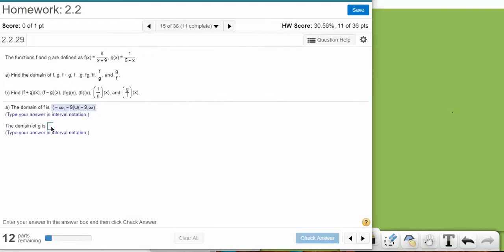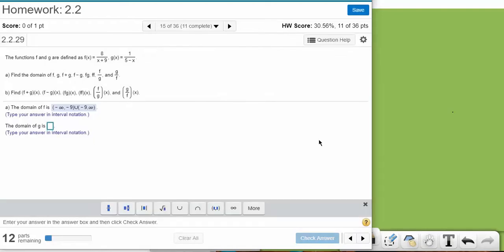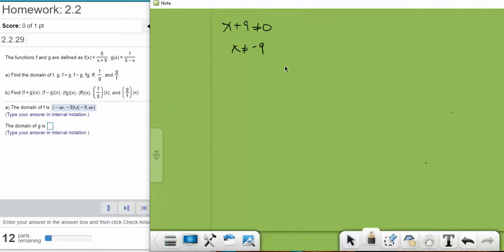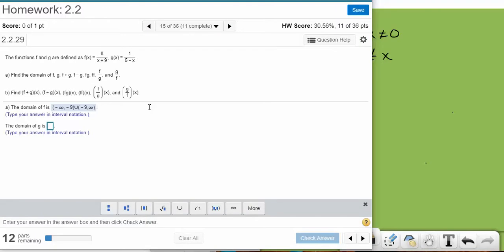Okay, and then domain of g, same idea. Now for g, 5 minus x can't equal 0, so we're going to add x. So 5 can't be x, so x can't be 5. So we're going to basically do the same thing, but this will be 5. So negative infinity to 5 union 5 to infinity.